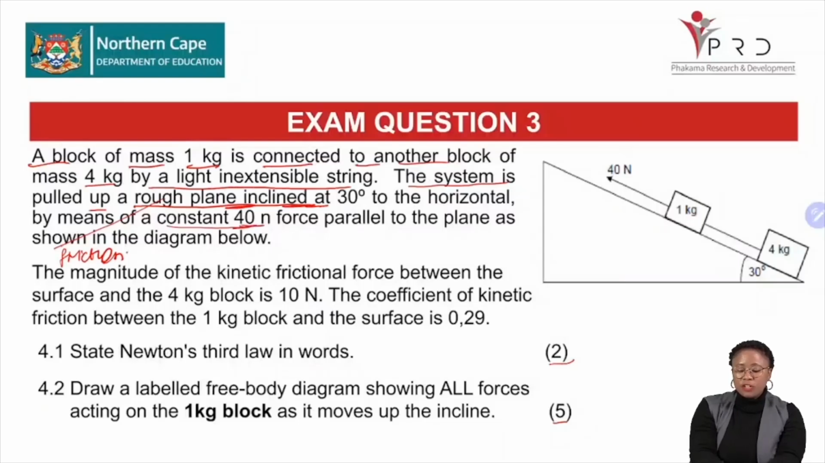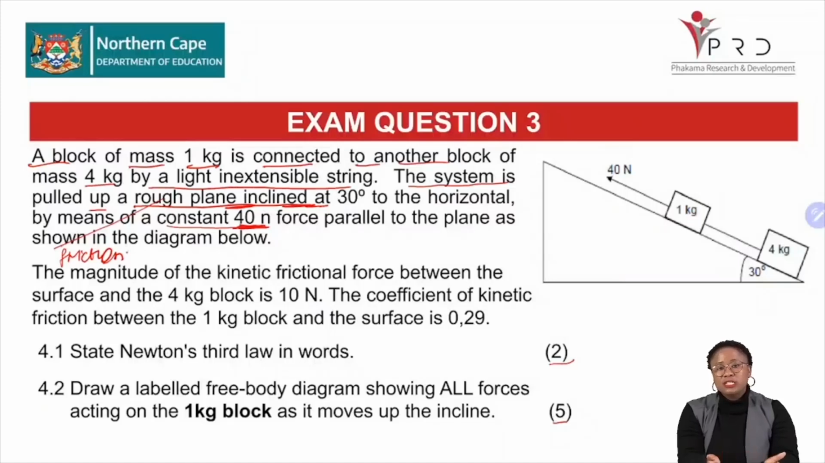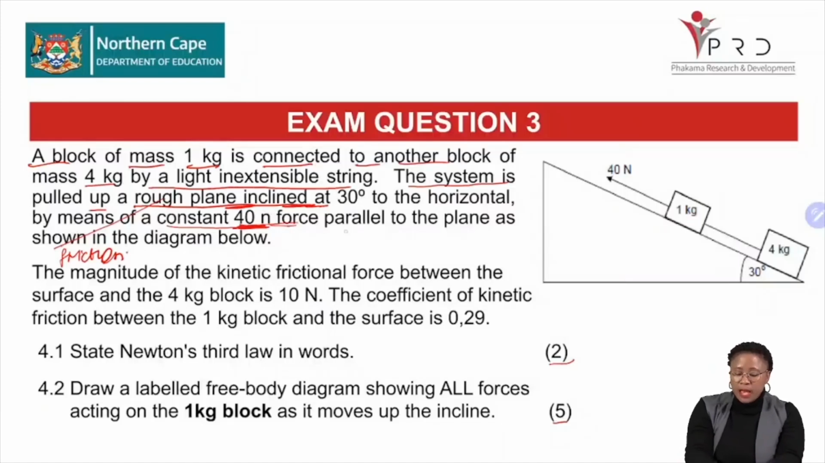Please, the constant is the force. It is not the acceleration. It is not the velocity. It's not the speed. It is just the force that is constant. So therefore, we can't say F net is equal to 0. Parallel to the plane as shown in the diagram below, the magnitude of the kinetic friction, already they say kinetic.